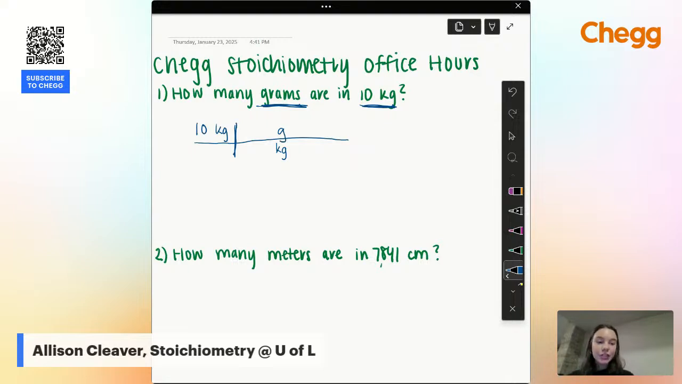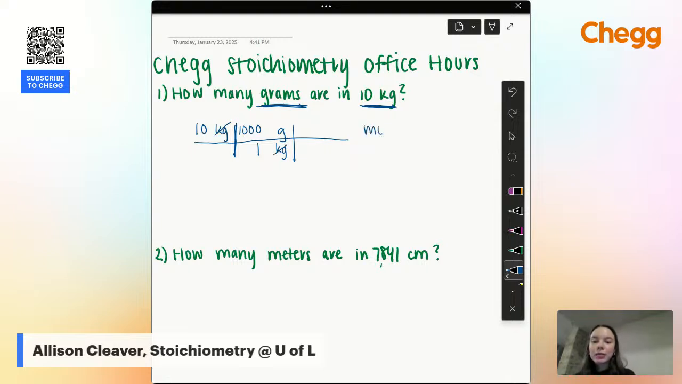Now we need a conversion from grams to kilograms. Most chemistry classes are going to require you to memorize that conversion factor. So I know there are 1,000 grams in 1 kilogram. If you got that, good job. So there are 1,000 grams in 1 kilogram, and we are going to cancel out our kilograms because they're on the top and the bottom.